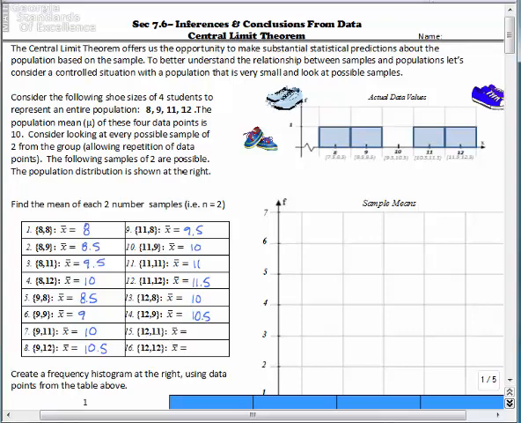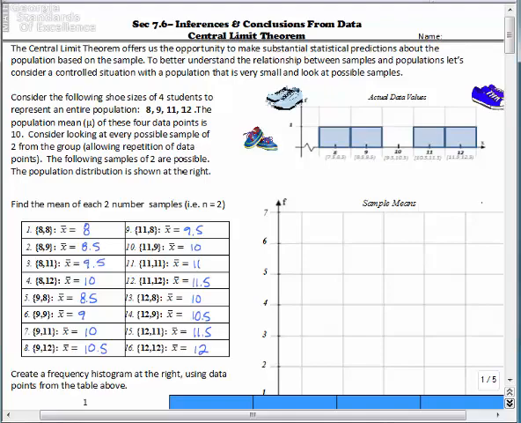And then the next one, 12 and 11, if I add those together, that's 23, and 23 divided by 2 is 11.5. And finally, the sample mean of 12 and 12 would be 24 divided by 2, which is 12. So what I've just done is represent every possible sample mean of size 2 from that population.